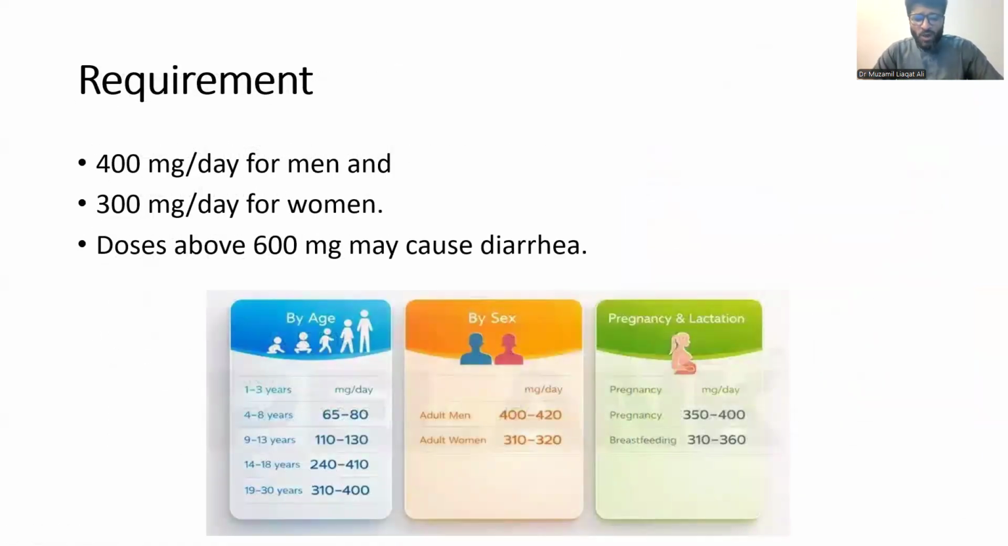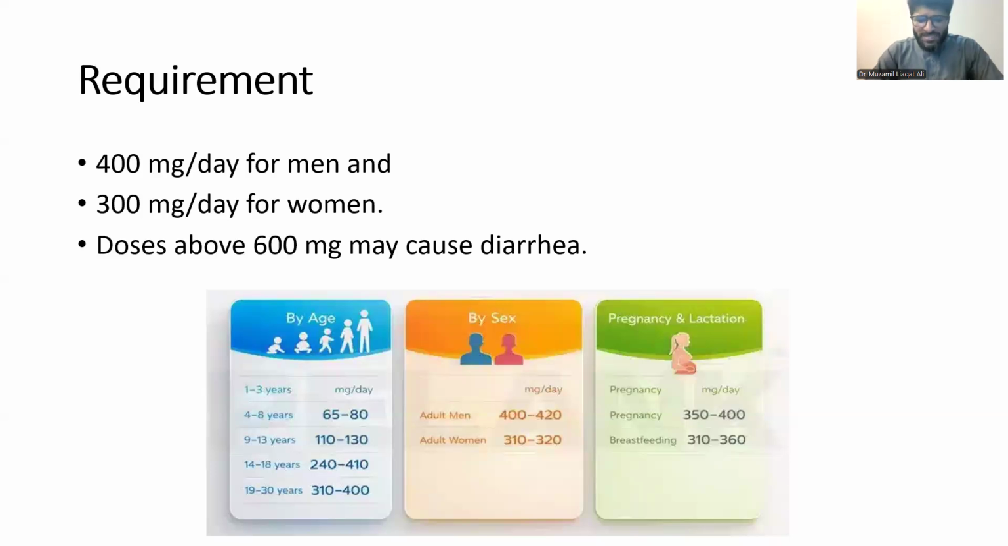Let's come to the daily requirement of magnesium. About 400 milligrams per day in men and about 300 milligrams per day in women is required, and it should be present in your diet by whatever mode of intake. 300 for women and 400 for men. And you already know a dose of more than 600 milligrams per day can cause diarrhea. More magnesium is required during lactation to support the needs of both mother and infant.